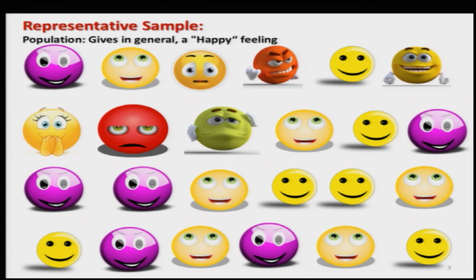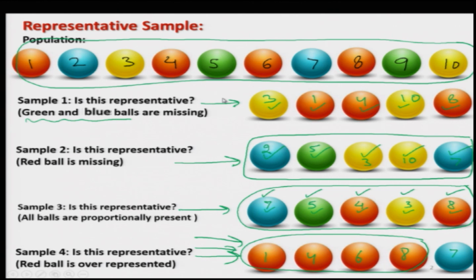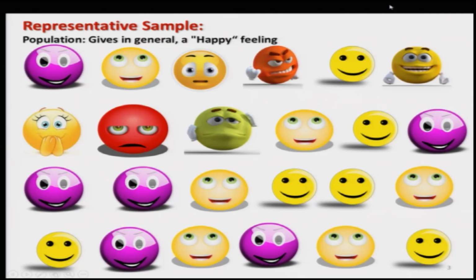Let me take one more population to give you an idea of the representative sample. The difference between this example and the earlier example is that here all the balls are identical. This ball, this ball, this ball and this ball are identical, and in fact all the balls are identical, differing only with respect to the color. But here I have taken different types of smileys, and you know that by looking at these smileys you can infer different types of information.